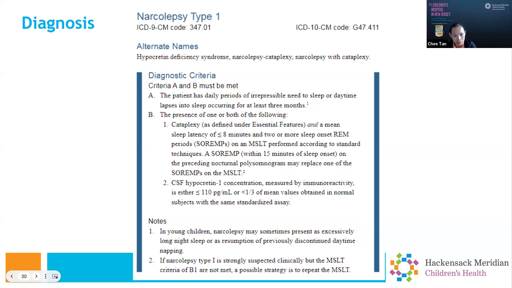The alternative is to do a spinal tap and obtain a CSF hypocretin 1 level. If it's low, then that's also diagnostic of narcolepsy. And then there are generally two types of narcolepsy, type 1 and type 2. Type 1 is the one with cataplexy, and type 2 is the one without cataplexy.